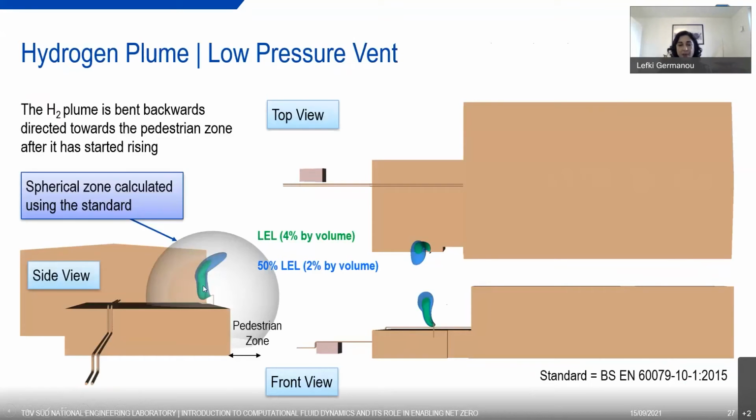Looking at the comparison of our hydrogen plume with the one indicated by the standard, we can tell that it is highly conservative. It's overestimated. The size of the zone is overestimated. And if we had used this indication from the standard, then we would probably need to exclude this pedestrian zone and redesign our facility. So we realized that also in this case, it was beneficial to use computational fluid dynamics to estimate the hazardous area zones.